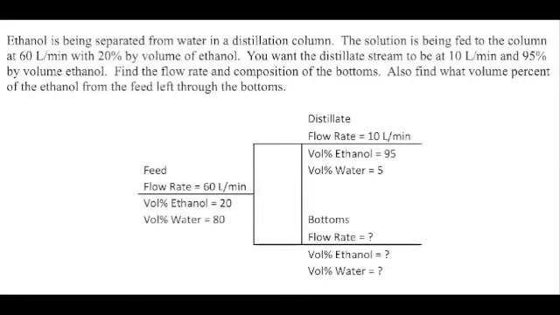Ethanol is being separated from water in a distillation column. The solution is being fed to the column at 60 liters per minute, 20% by volume of ethanol. You want the distillate stream to be at 10 liters per minute and 95% by volume of ethanol. Find the flow rate and composition of the bottoms. Also find what volume percent of the ethanol from the feed left through the bottoms.